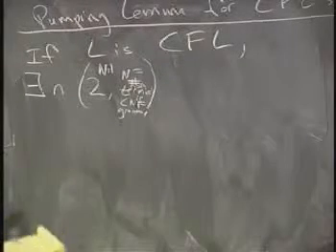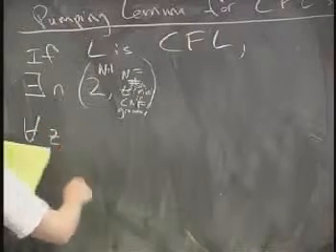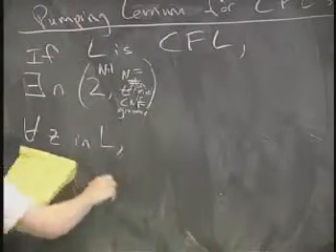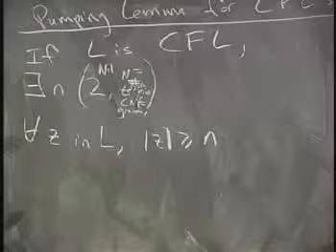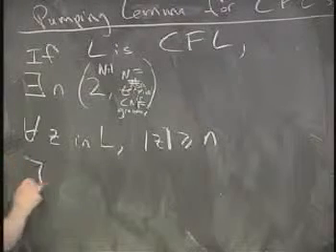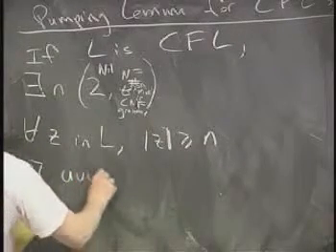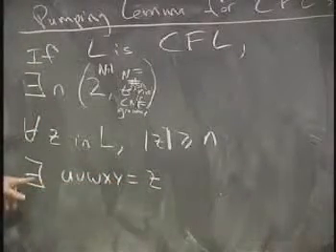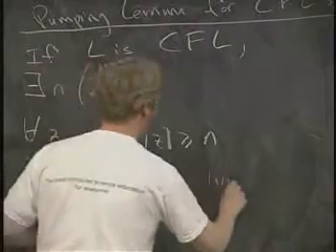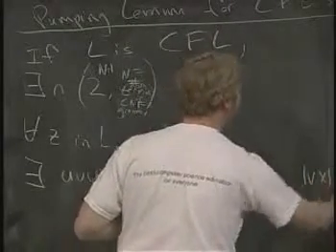So there exists an n such that for every string z in L, where the string is longer than n, there exist u, v, w, x, y such that uvwxy equals z. So there exists a way to write the string like this, such that |vwx| is less than or equal to n, and |vx| is greater than or equal to 1.